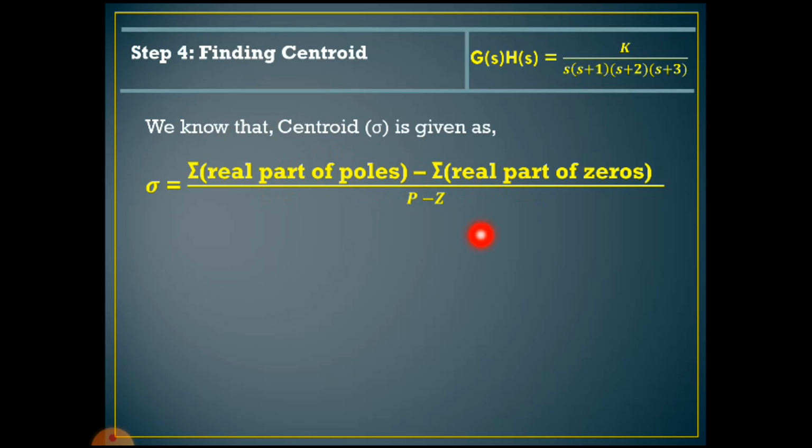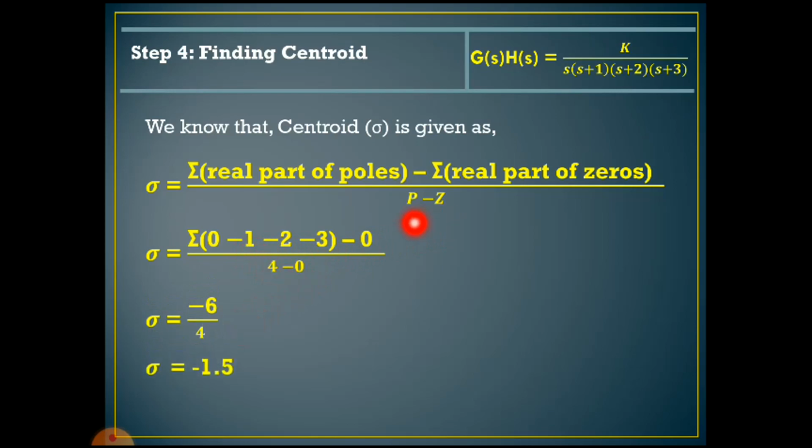Now here, if you observe, there are 4 poles, and what are the real parts here? 0, minus 1, minus 2, minus 3. So you have to add all of them. So you will get 0, minus 1, minus 2, minus 3. There are no zeros here, so it will be 0. Now if you do the mathematical calculation, minus 3 minus 2 is minus 5, minus 5 minus 1 is minus 6, and minus 6 divided by 4 is minus 1.5. So we have our centroid at minus 1.5. That is, at minus 1.5, all the 4 asymptotes are going to meet each other on the real axis.